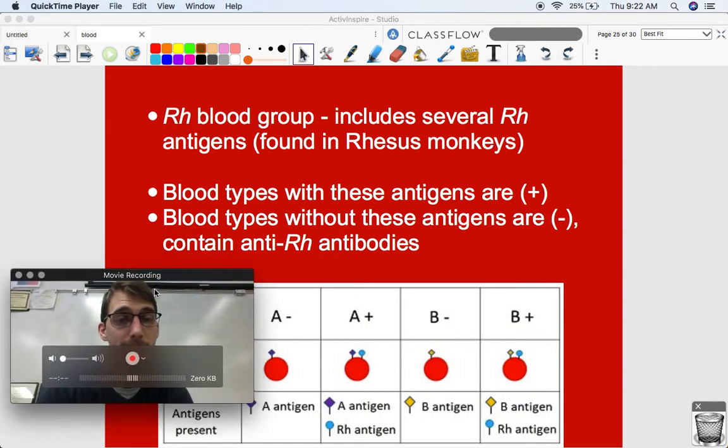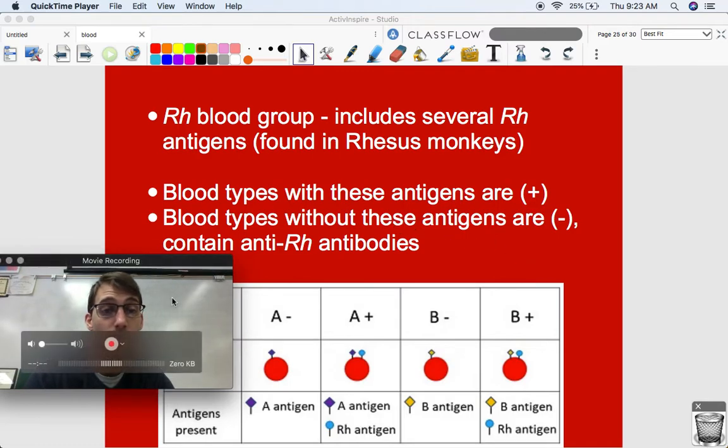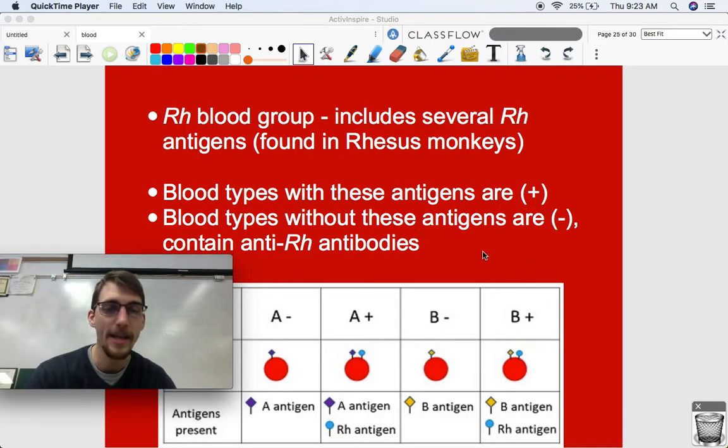The other component is the Rh blood group, and that includes several what we call Rh antigens. So we have another class of antigens called the Rh antigens, and they're called Rh because they were first discovered in rhesus monkeys, but that's beside the point. My blood type, as I said before, is B positive. I'm not just B, I'm B positive. Blood types with the Rh antigens are considered positive. Blood types without these antigens are negative and contain the anti-Rh antibodies.